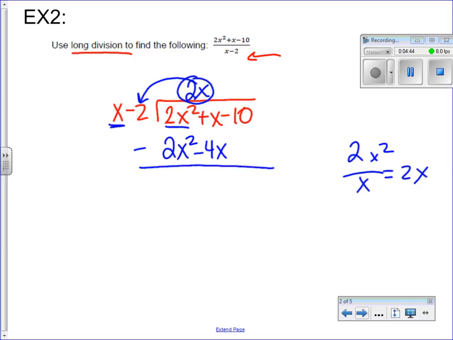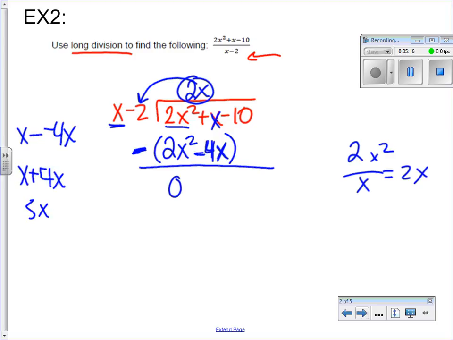I'm going to subtract these things like I did before, but I need to put this in parentheses because I'm subtracting all of this. So when I subtract this, what you should get is 0 here, and then x minus negative 4x. I'm going to do this on the side. X minus negative 4x becomes x plus 4x, which is 5x. So I'm going to write 5x down here. I'm going to bring down the next term, negative 10.